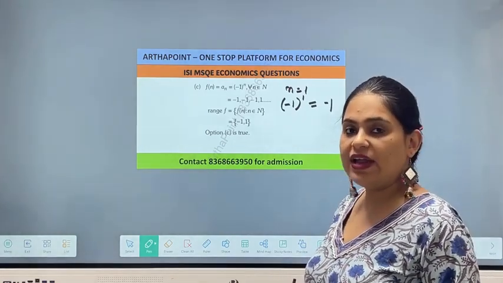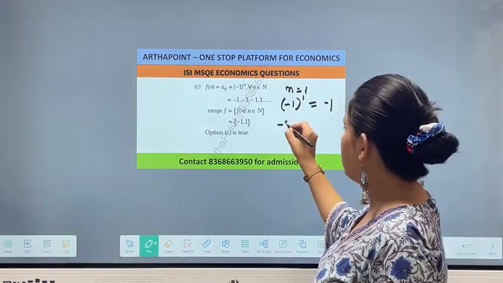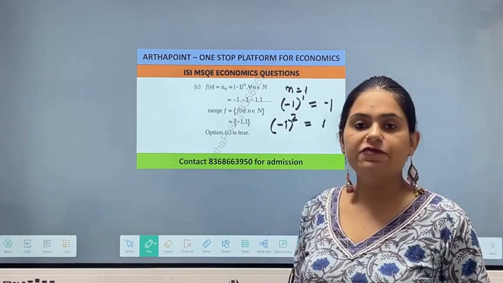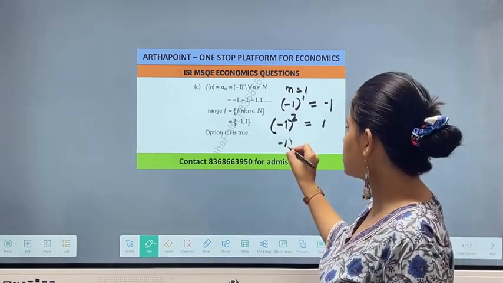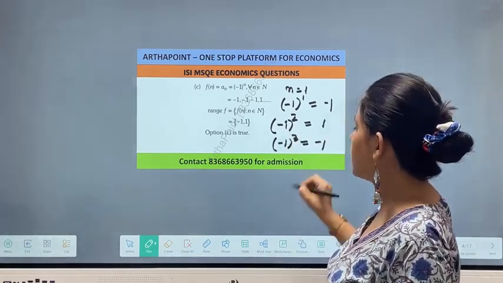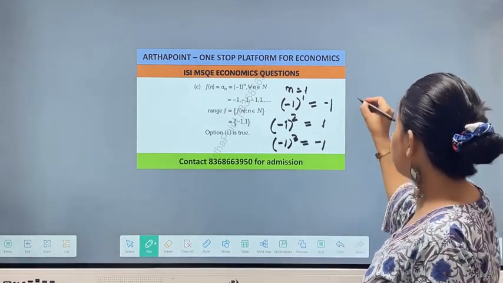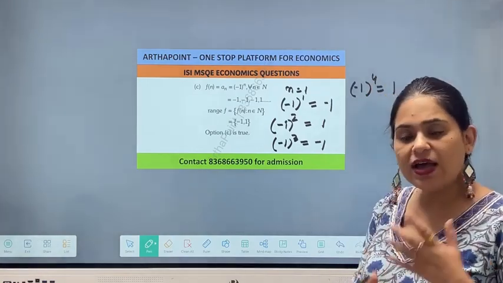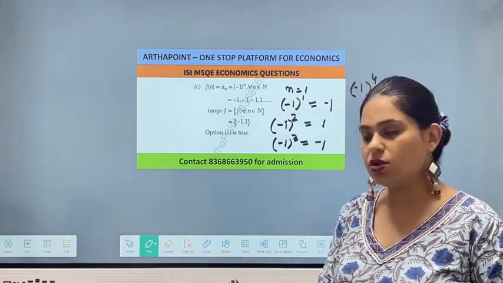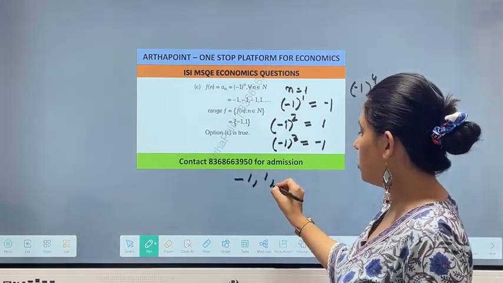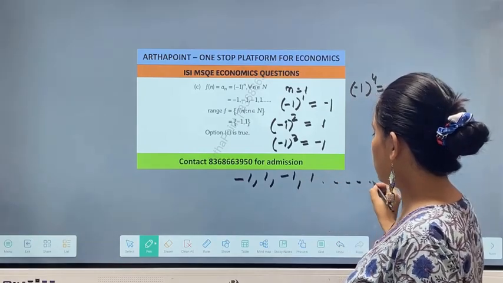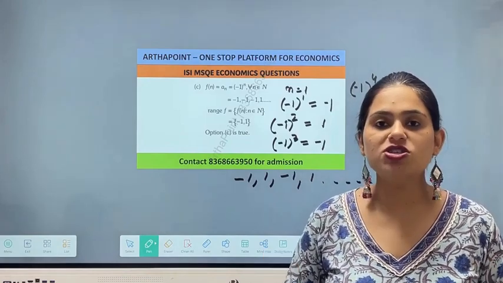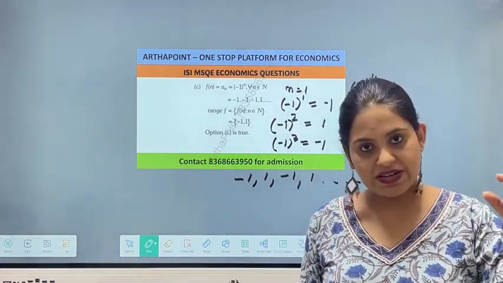When I put n as 2, what will I get, beta? Minus 1 to the power 2, which means 1. When I put n as 3, minus 1 to the power 3, minus 1. When I put n as 4, minus 1 to the power 4, 1. So you see, I am only fluctuating between two numbers, minus 1, 1, minus 1, 1, and so on and so forth. So what is the output that I am getting? I am getting just two things in return, minus 1 and 1.